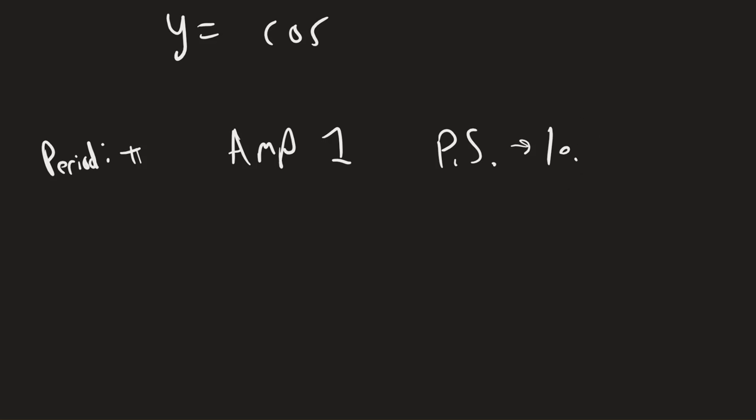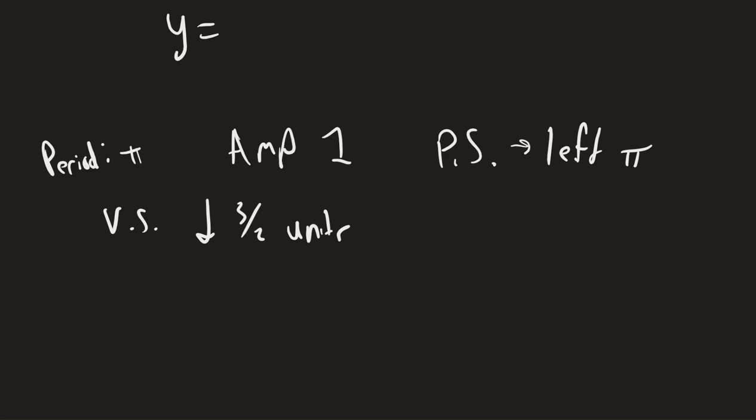one, left pi, and a vertical translation, so vertical shift down 3/2 units. Okay, so the cosine part's easy. We'll just use cosine.